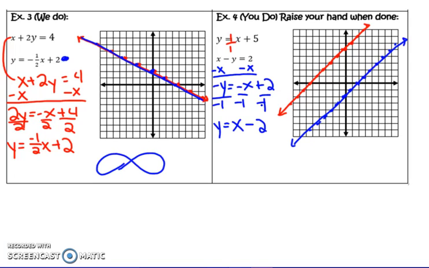If you notice, these two lines never intersect. They have the same slope, but they have different y-intercepts. In this case, because they are parallel and never intersect, there is no solution to these two equations. They will never intersect.